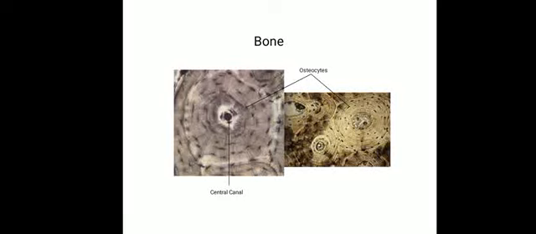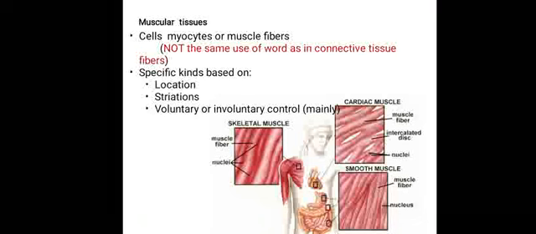So for the bone, osteocytes. Viewing bone under a microscope, the shape is always like this. This is the central canal, and this is how the shape always looks.